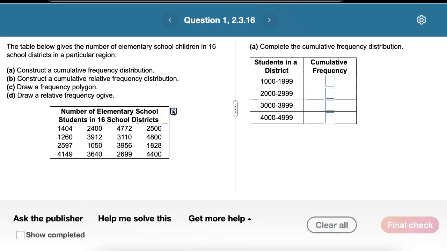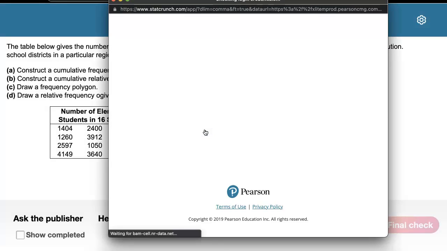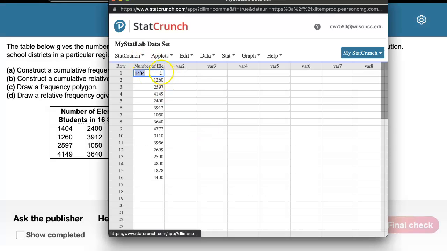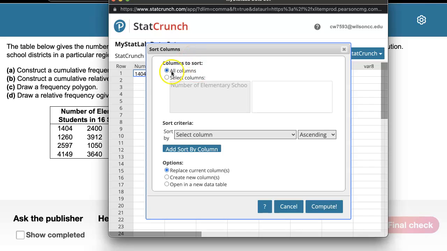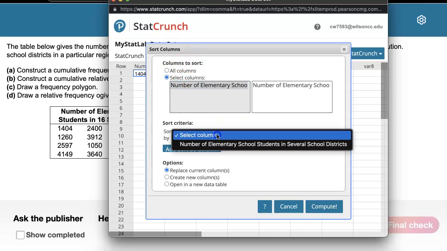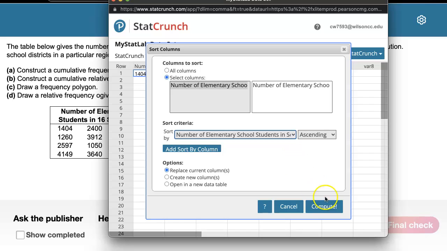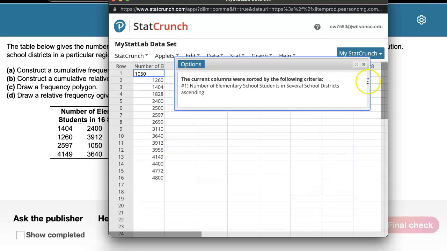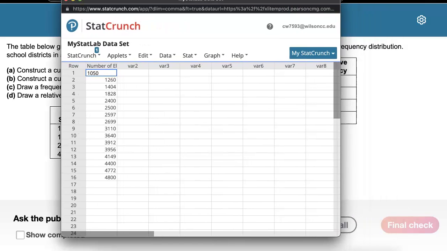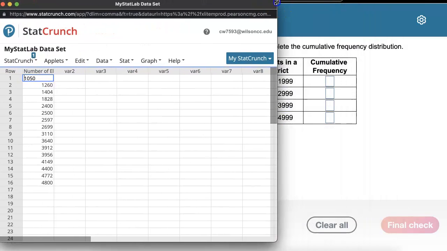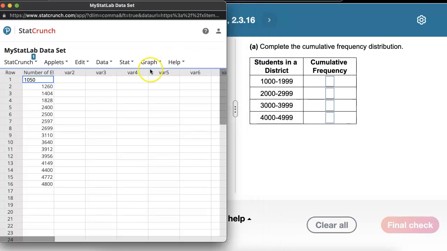So you may actually want to first open it up in StatCrunch. And notice that the values are already immediately pasted, and we'll use data and then sort. I'll select that column and of course sort by that column and compute. I'm going to remove this little pop-up window. So now my data are sorted in ascending order. So I'm going to move that to the side. Let's see if I can scrunch this down just a little bit more.